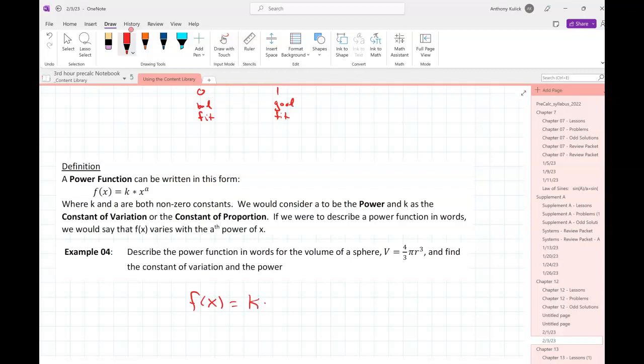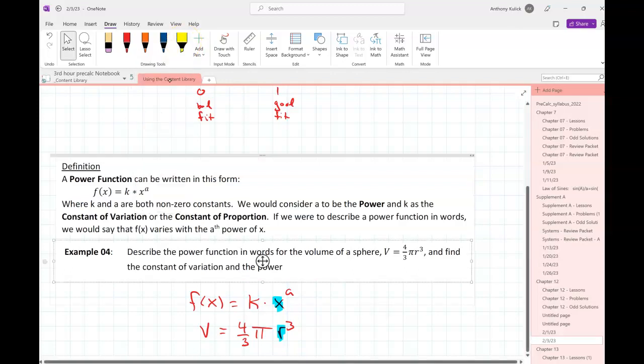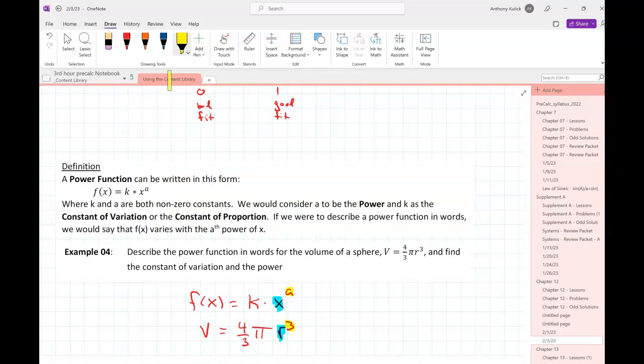So I remember that for a power function, that's f of x equals k times x to the a. Our equation is 4/3 pi r cubed. So what is the independent variable in that volume equation? R, right? R is acting the same way x does in the model. So what's the power? Okay, great. So the a is 3. The power is 3.